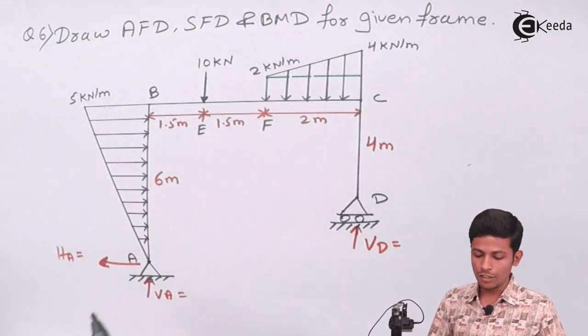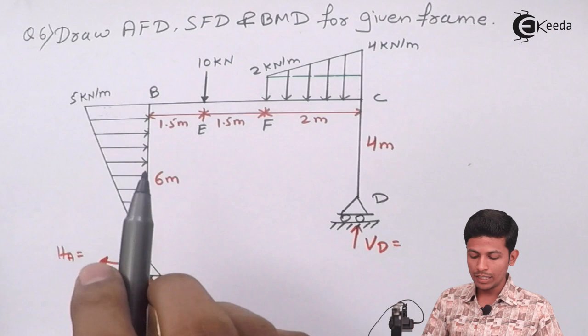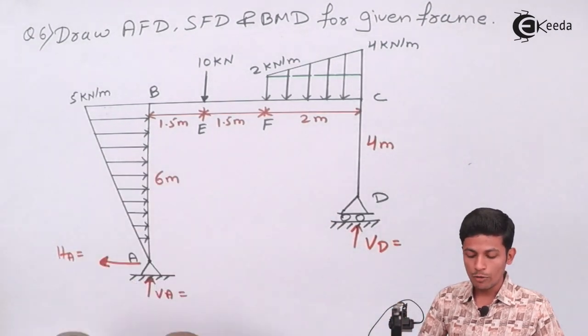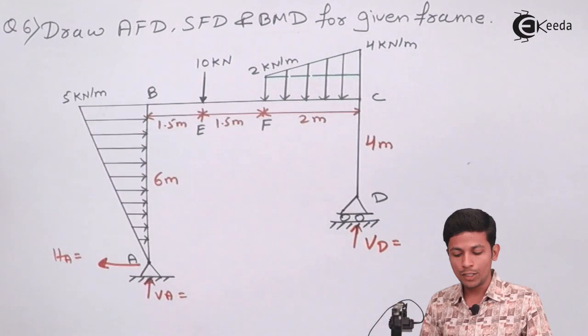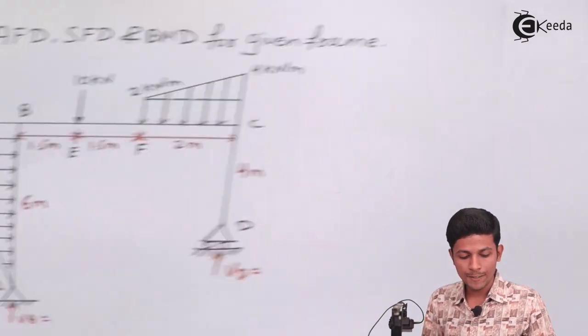Positive means first you have to find the load. So how will you convert it into a point load? Half into base into height. So half into 6 into 5.